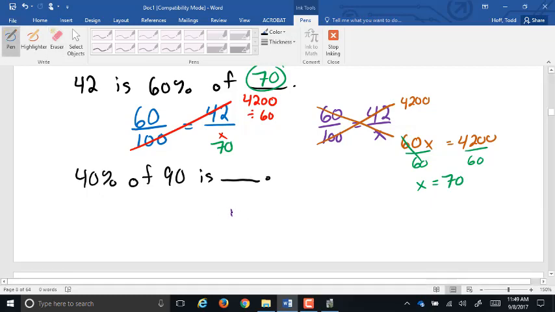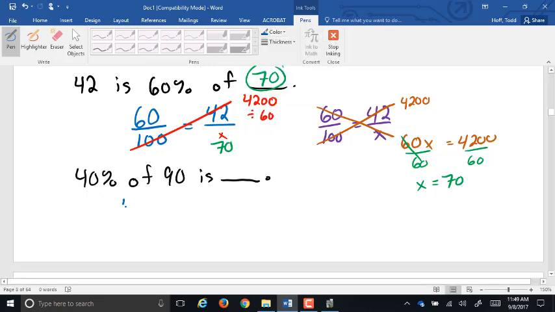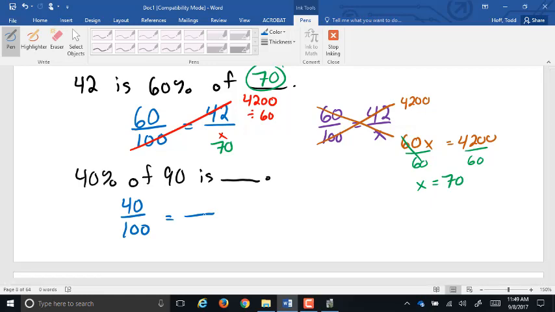So here, 40% of 90 is blank. So again, we start with the percent. 40% is 40 out of 100. Equals, we have the 90. Is the 90 the whole thing or the piece we're zeroing in on? It is the whole thing. Of 90, think of it as out of 90.